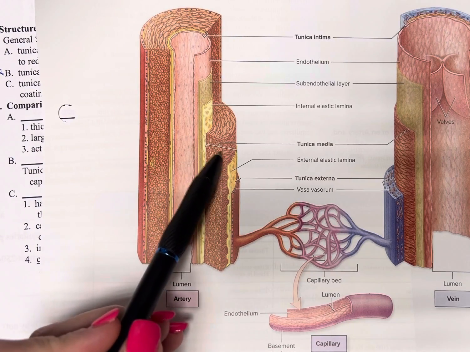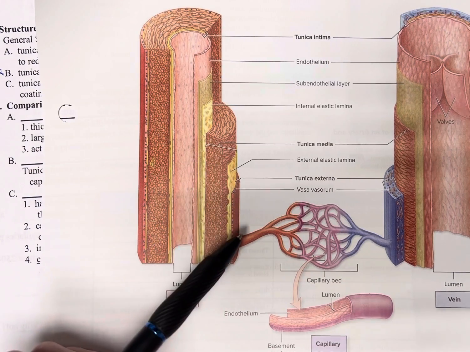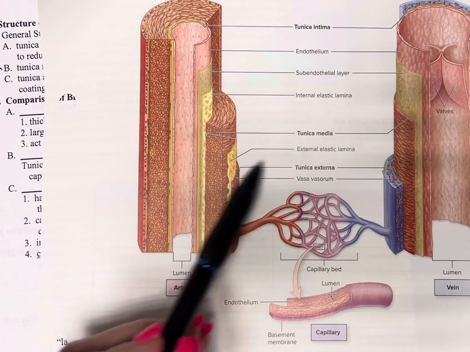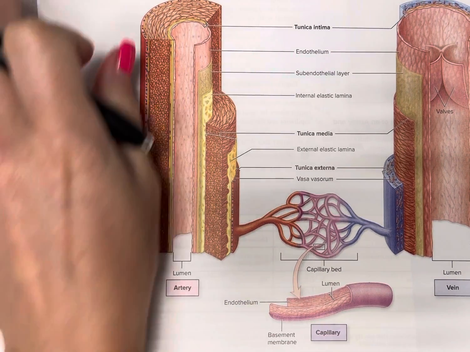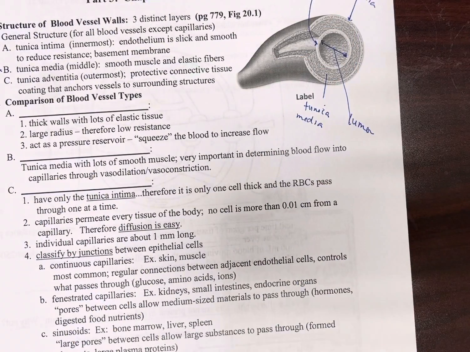So this is an artery, so you can see it's really thick. And then you have the tunica externa, that we call adventitia. So that's how they are generally structured.